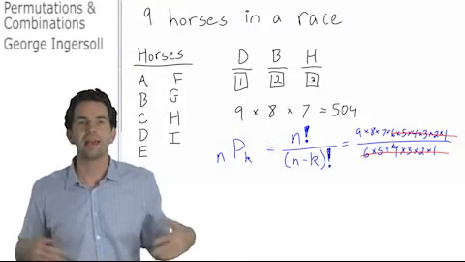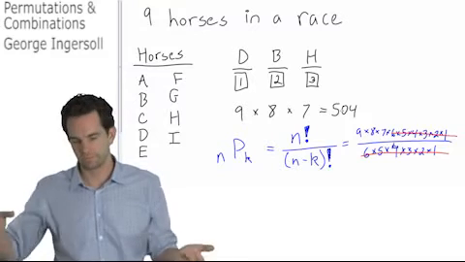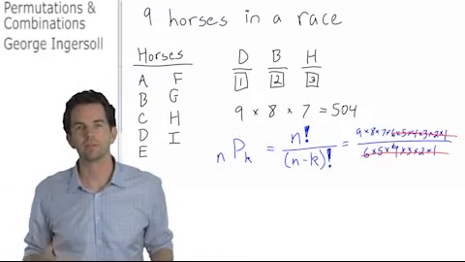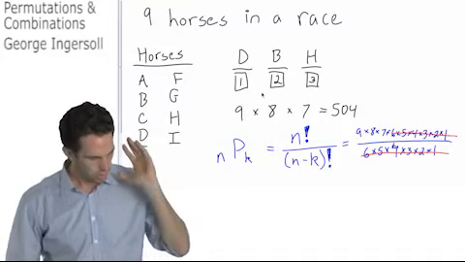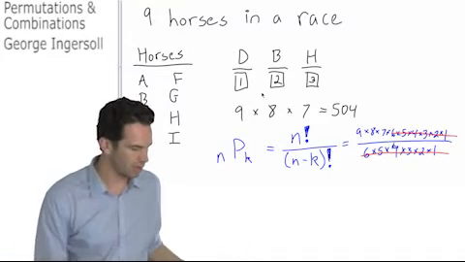The thing is, if you're doing this on a calculator, you could actually just punch in factorials, and so it might actually make the whole thing easier than if you have to write it out like I did up here. So that is permutations for you. Now let's talk about combinations.